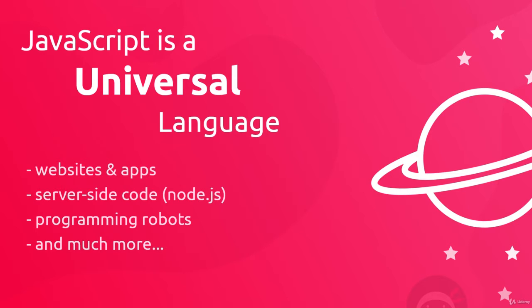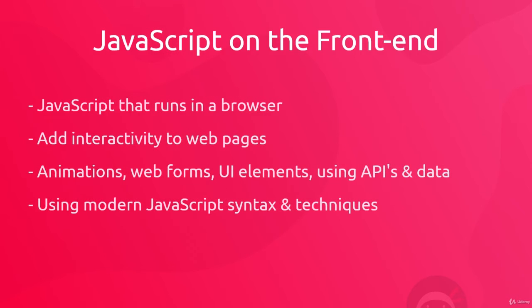JavaScript is a universal programming language. It can be used to do many different things, from creating websites and mobile apps to running server-side programs or even programming robots. In this course, we're going to be focusing on the front-end usage of JavaScript in a browser, which is what it was originally designed for, to enhance a user's experience on a website with interactivity, animation, web forms, fetching data, and many other cool things as well. And with the latest specification of JavaScript, there's always a ton of new modern techniques to learn which can really help us achieve all this.